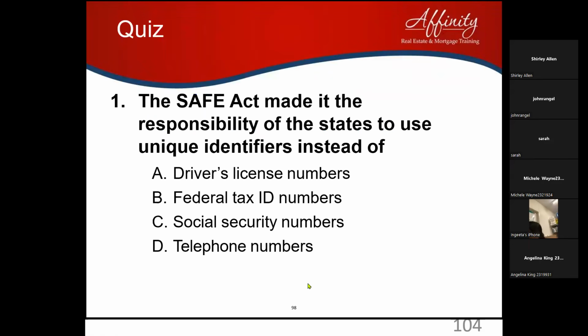Post anything in the chat, you guys. I got an additional person. The SAFE Act made it the responsibility of the states to use the unique identifiers in place of what?